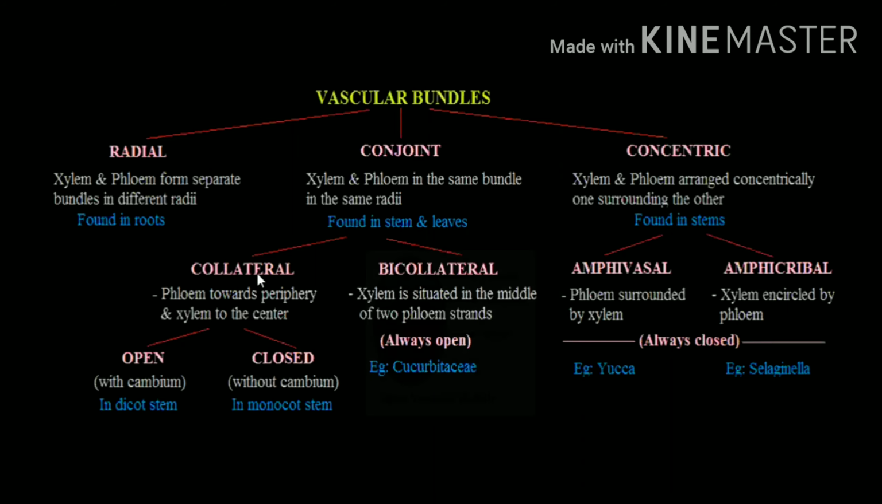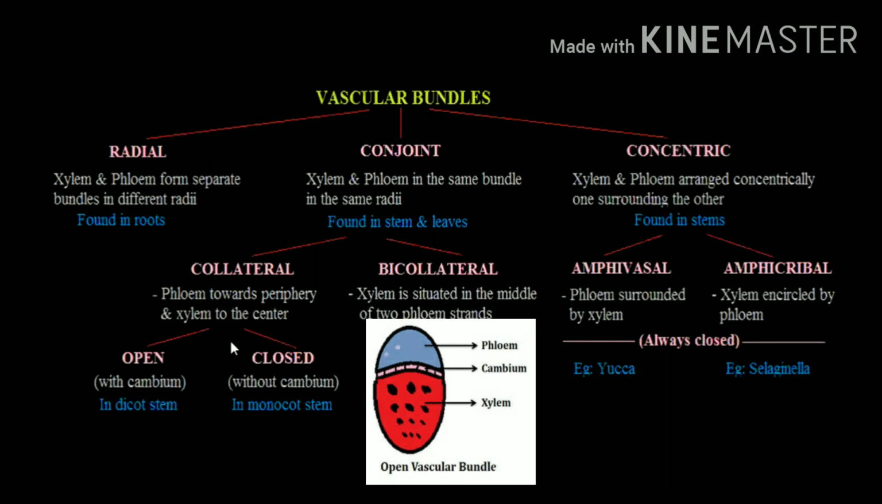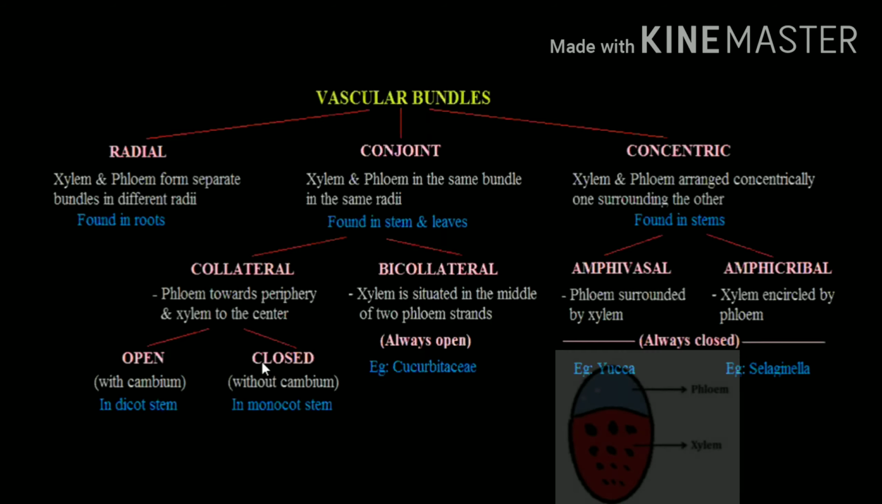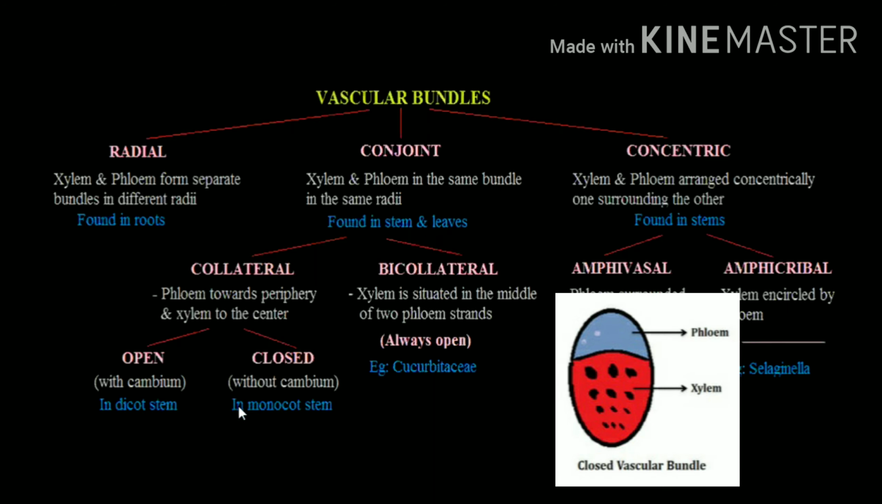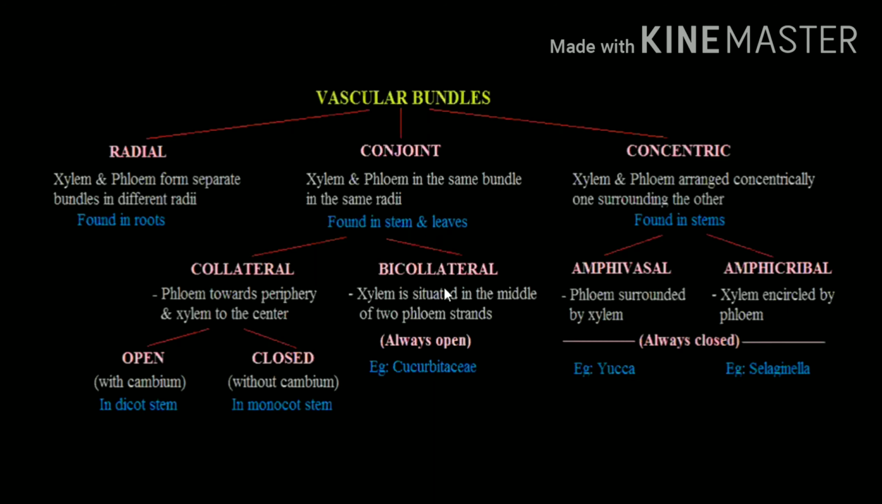Collateral vascular bundles can be further divided into open and closed. Depending on the location, open can be seen with the cambium, and it is most commonly found in the dicot stem, which is capable of secondary growth. Closed is without cambium, which is a feature of the monocot stem. Bicollateral vascular bundles, on the other hand, are always open, and the best example is the Cucurbitaceae family.